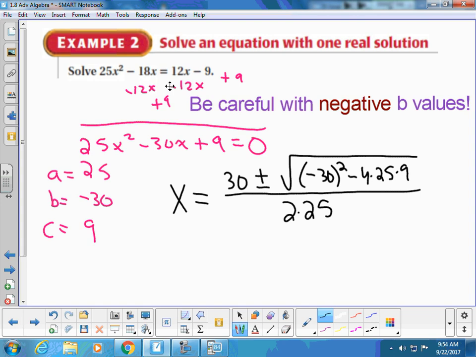So I did it, but I didn't really talk about it at the time. When I said opposite of B, I actually turned that 30 positive. And then when I did B squared, I did include parentheses, because in your calculators, you have to have parentheses around negatives when you square them, or they won't calculate out correctly.